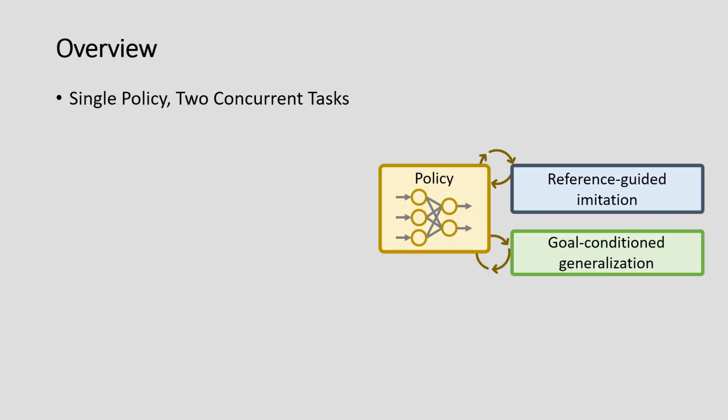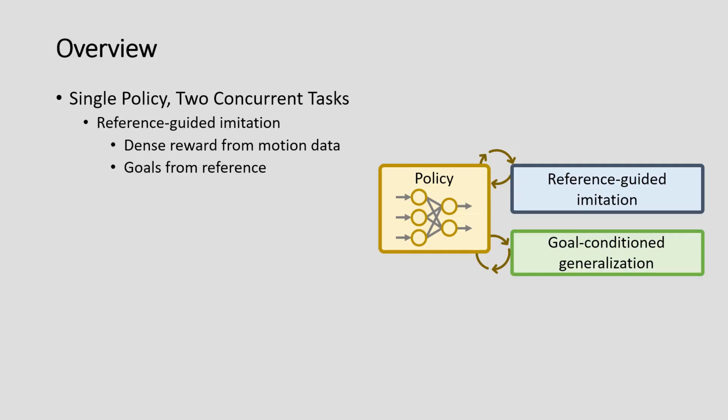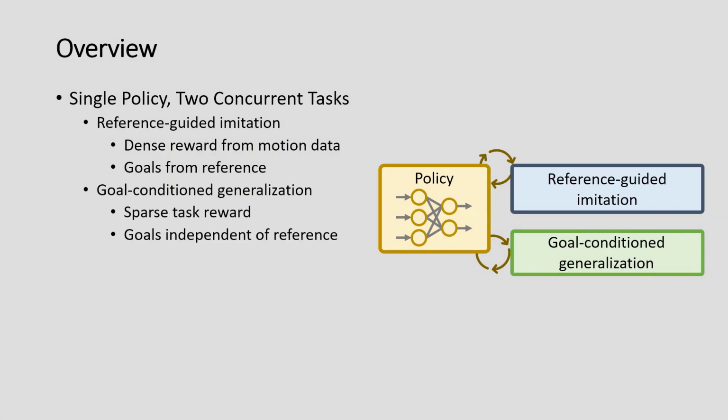Our framework trains a single policy jointly on two tasks. First, a reference-guided imitation task, which uses dense motion tracking rewards. Second, a goal-conditioned generalization task, which uses sparse task rewards and goals that are independent of the reference trajectory.